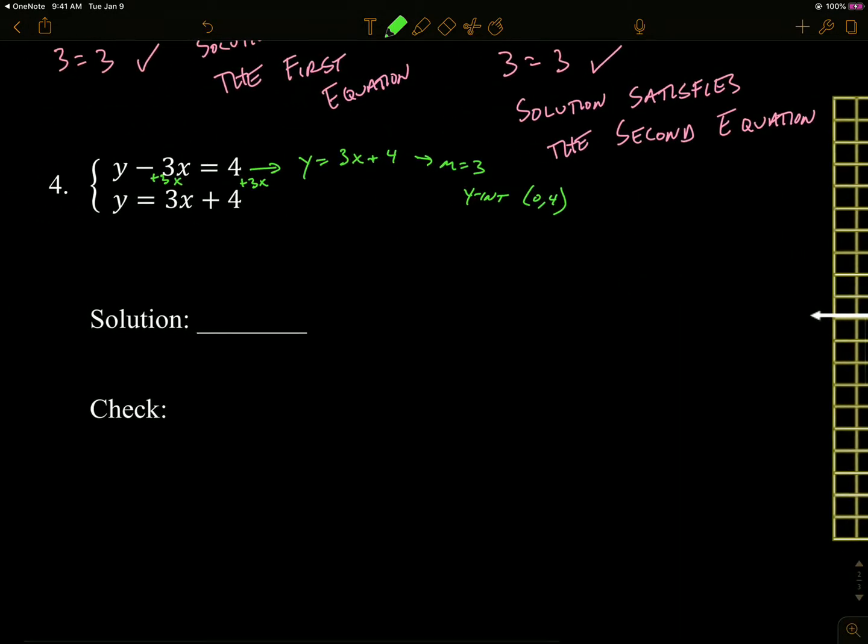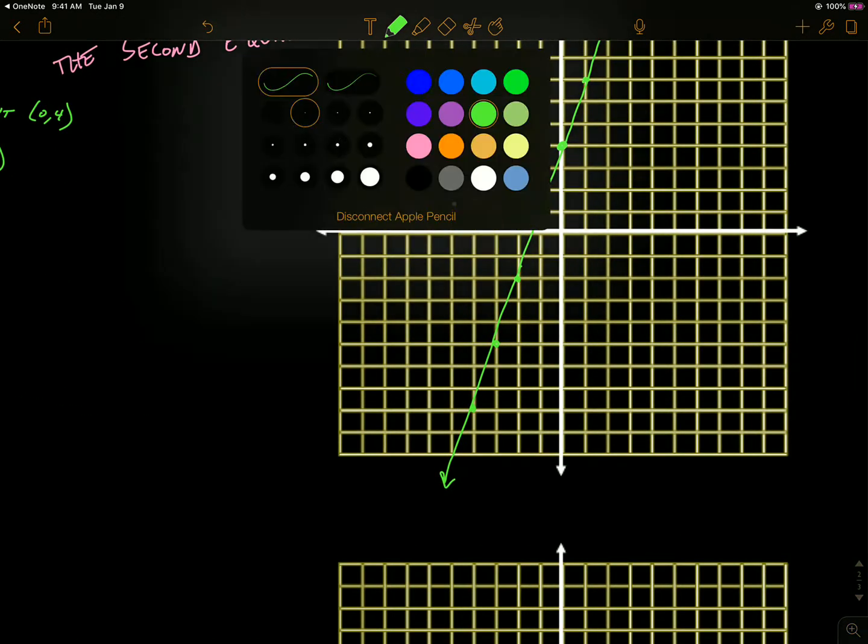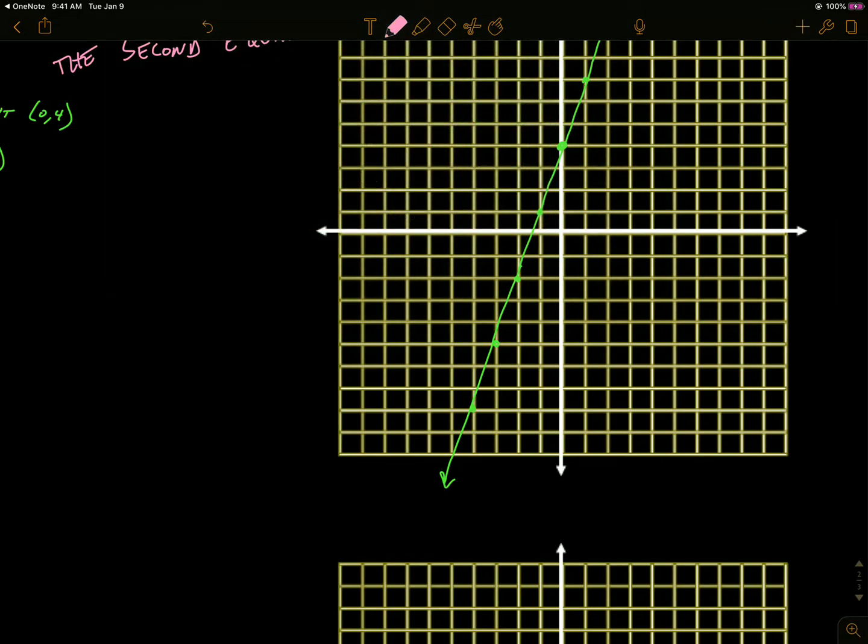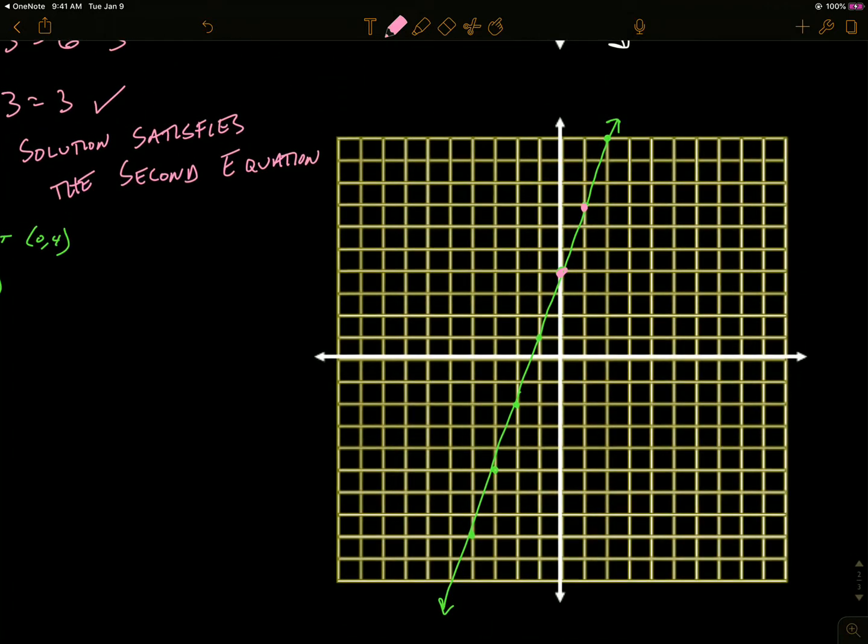Now let's look at this other line. The slope here is 3 and the y-intercept is (0, 4). So if I graph (0, 4), I'll do this one in pink, and I do my slope of 3. Oh wait, this ends up being the same line. It's just going to graph right on top of itself.